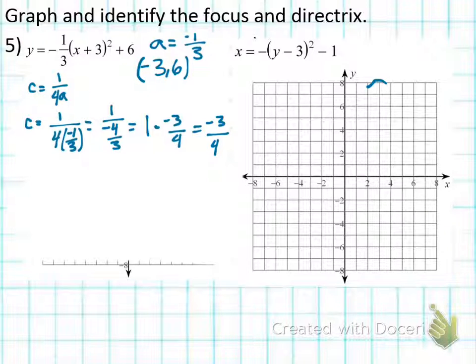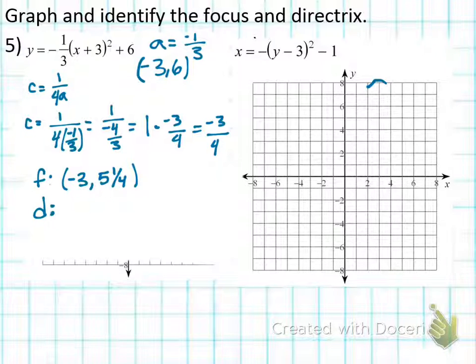Okay, so what I can do is just add this directly. If I add it to the vertex, I get the focus. If I subtract it, I get the directrix. So adding negative 3/4. Well, but I need to be careful. Which one is going to change here, x or y? The y, right? It's y equals, so y is changing, okay? So it'll be negative 3 still. And then instead of 6, I'm going to do 6 plus negative 3/4. It's really like subtracting 3/4, right? So 5 and 1/4.